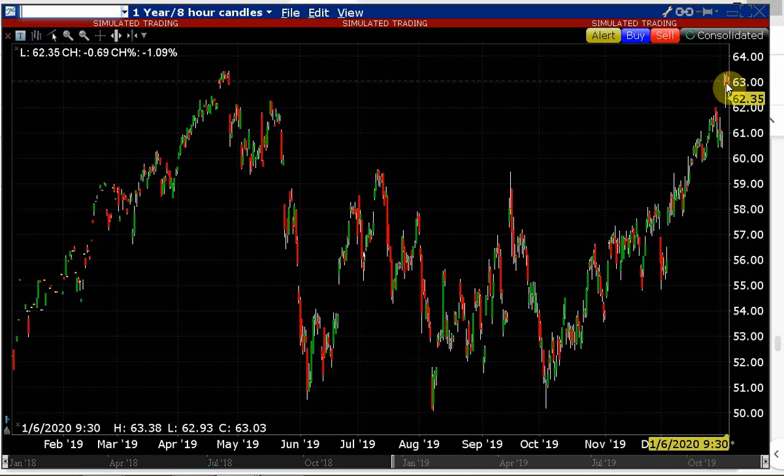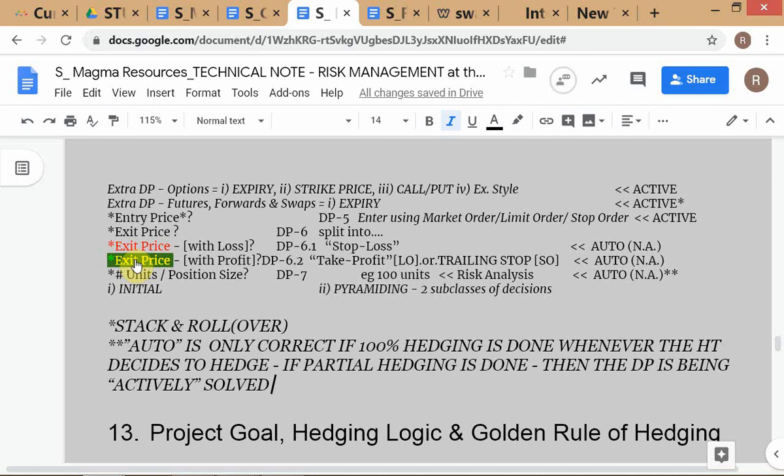So here we have to say that the solution to the number of units, position size decision problem is active, because here the hedging team is using its discretion. Are you following? Because if you have a system where you're allowed to do partial hedging, then partial is what? 10%, 15%, 25%, 35%. That is all up to the discretion of the hedging team. So we must say it is being actively solved, because they're actively choosing some percentage: 10%, 35%, 85%, could be all kinds of choices. Is this clear why I'm saying this?